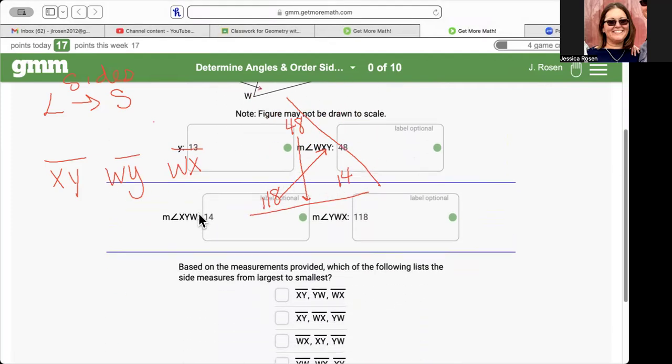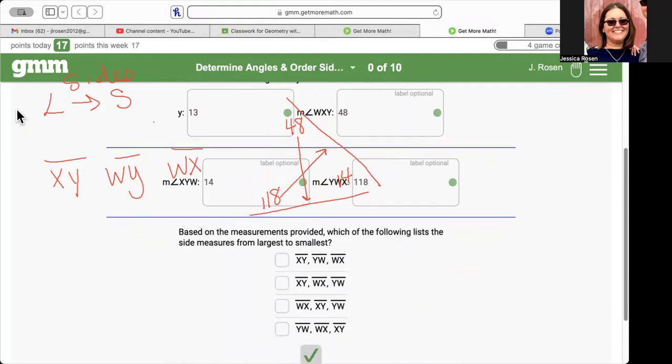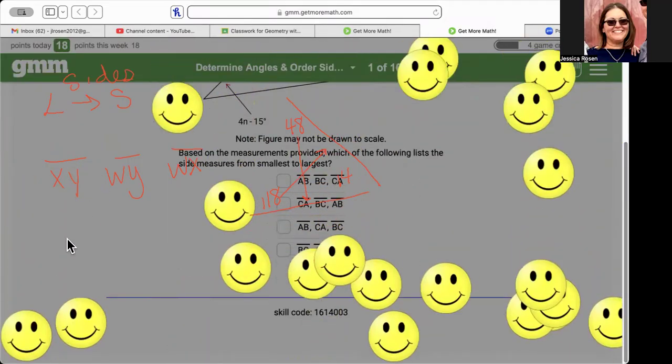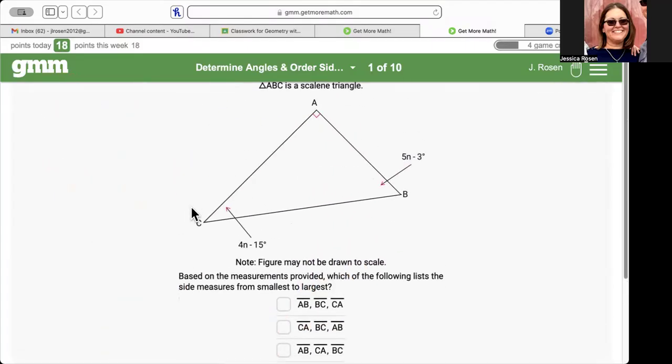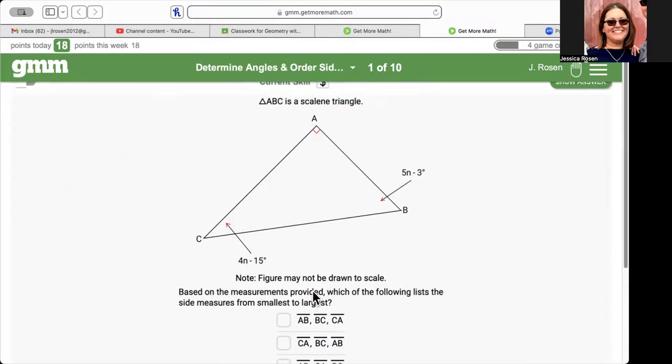So when we come down here to our options, we're just going to make sure that it equals what we showed. So XY is first, then WY or YW, and then WX. So it's this first one. Okay. So that question had lots of moving parts to it. This next one says, based on the measurements provided, which of the following lists the side measures from smallest to largest? So in this case, you're going to have to do what we just did step by step, and then get to this anyway.